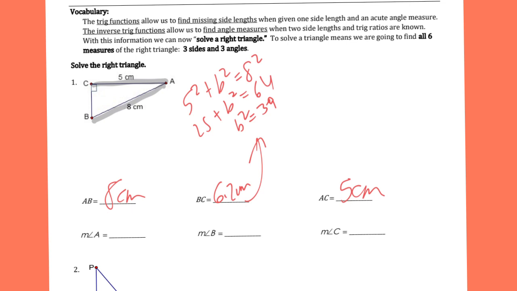Always label it. Look to see what they want you to round to. Okay, it'll tell you. Or if they don't tell you, you get to pick. So the first thing is find the third. If you know two sides, find the third side by using the Pythagorean theorem. If you know two angles, find the third angle first.